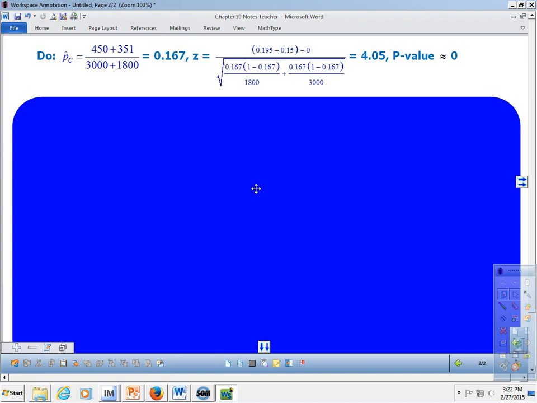But anyway, so we're going to take our 450 successes from one group and the 351 successes from the other, and add those together, and then add our two sample sizes to create our brand new sample proportion that we're going to use in our calculations, the 0.167. Okay. Now we need our test statistic.